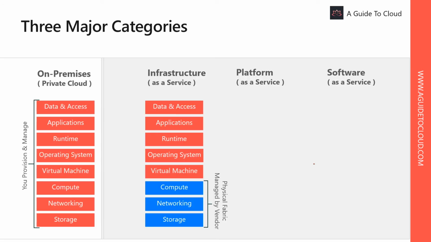IaaS or Infrastructure as a Service is the most flexible category of cloud services. It aims to provide you the complete control of the hardware that you run your application on. However, instead of having to purchase the hardware such as servers, switches, routers, storage area network, and firewall, with IaaS, you rent it. Virtual machines can be quickly deployed using this IaaS model.